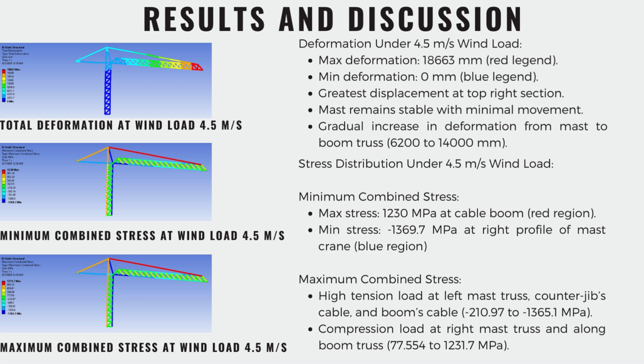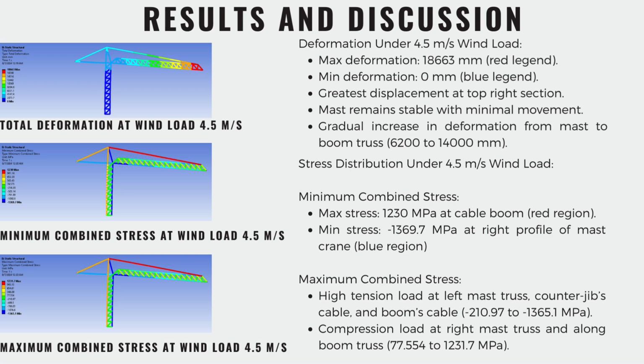From the simulation results, we obtained that the tower crane experienced significant deformation and stress under 4.5 meters per second wind load. The deformation peaked at 18,663 mm in red, with minimal zero deformation in the blue. The top right section shows the most displacement, while the mast remains stable with minimal movement thanks to its secure base.